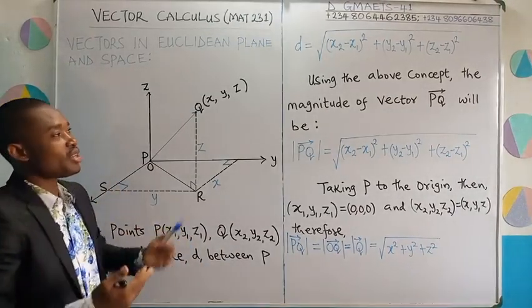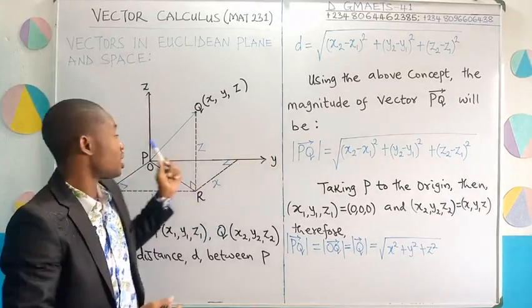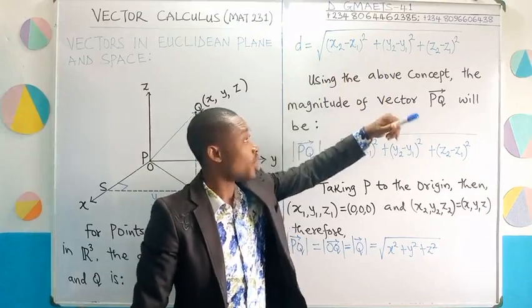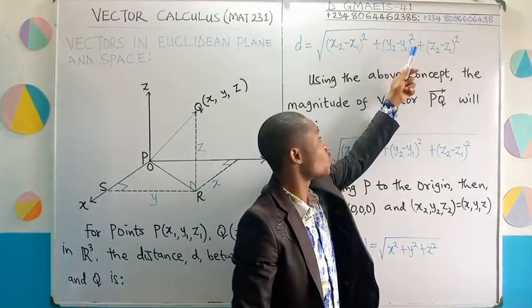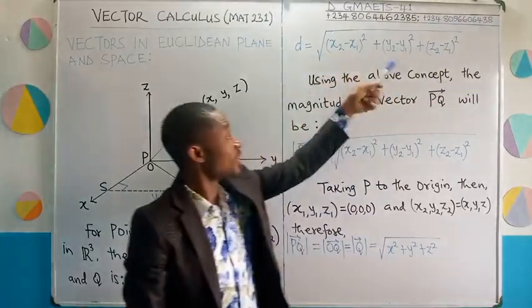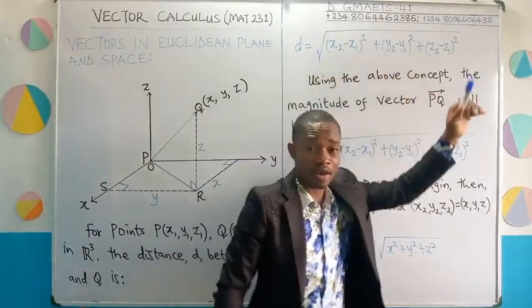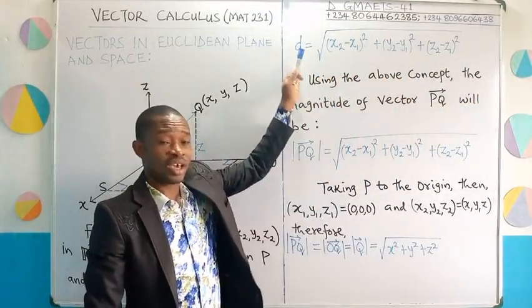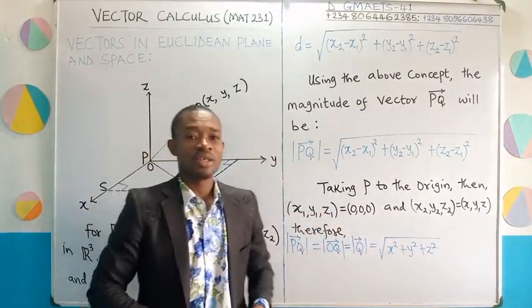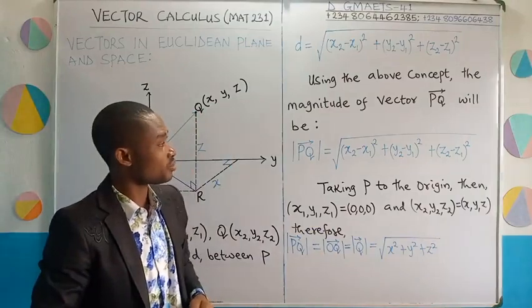And so for that reason, the formula will take the form, in terms of the distance between the 2 points P and Q: the square root of (x2 minus x1) squared, plus (y2 minus y1) squared, plus (z2 minus z1) squared. Take the square root of all these terms you have here. And of course, this again is Pythagoras' theorem extended to a 3-dimensional coordinate system.